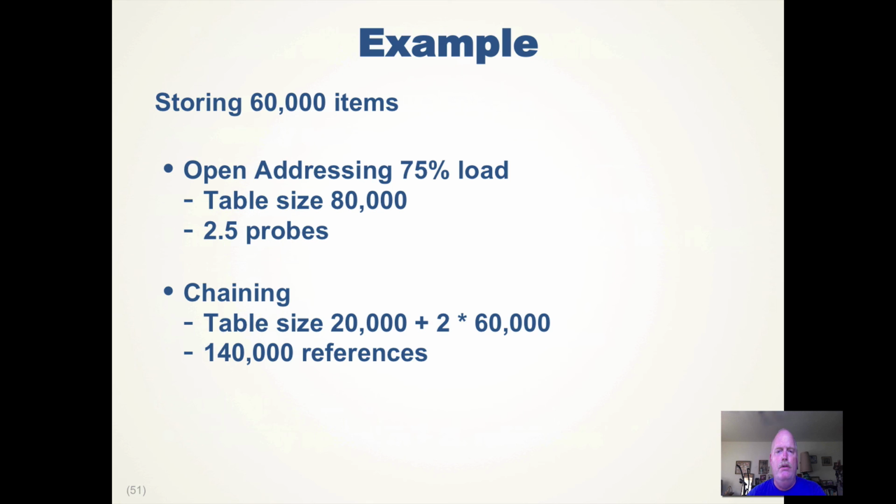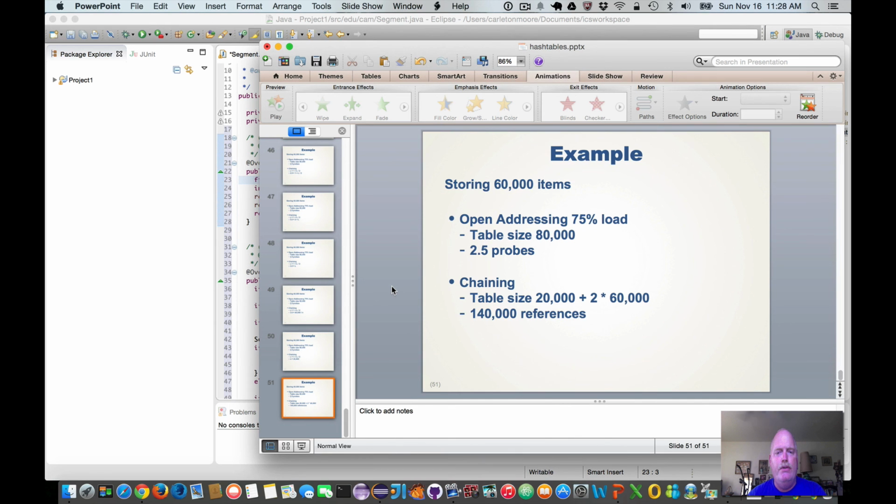So for chaining, as in the formula we were talking about, we have 20,000 entries. I'll calculate that times 2 times L, which is how many references we have.